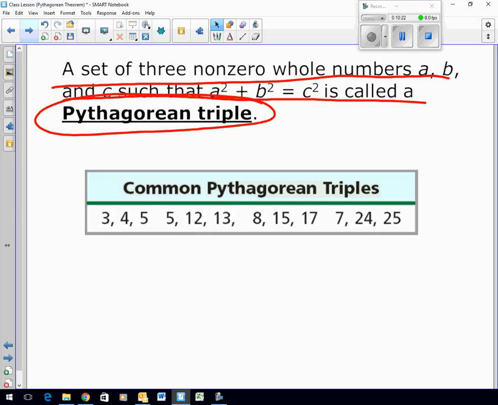So just remember all these things, okay? Guys, you're going to see 3, 4, 5 and 5, 12, 13 a lot. You might see 8, 15, 17 and 7, 24, 25, but really and truthfully, these are the two pairs that you're going to see the most. Okay, Pythagorean triples.